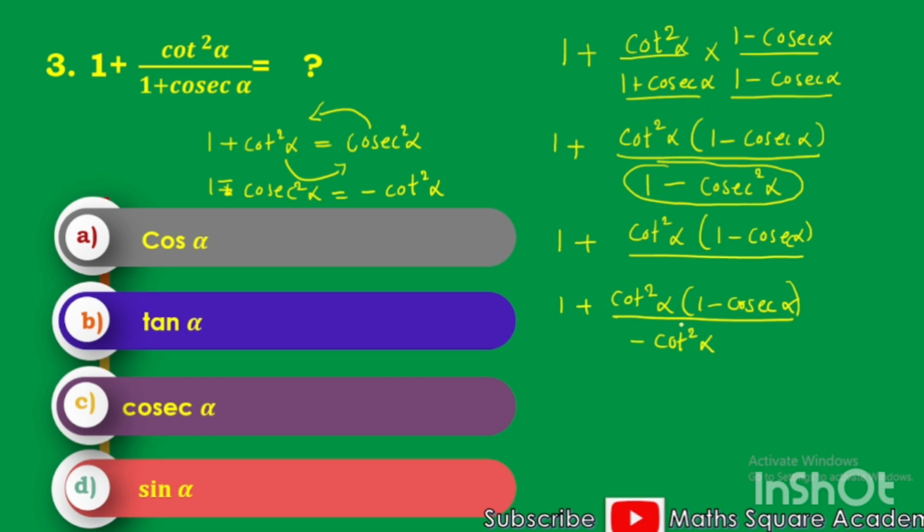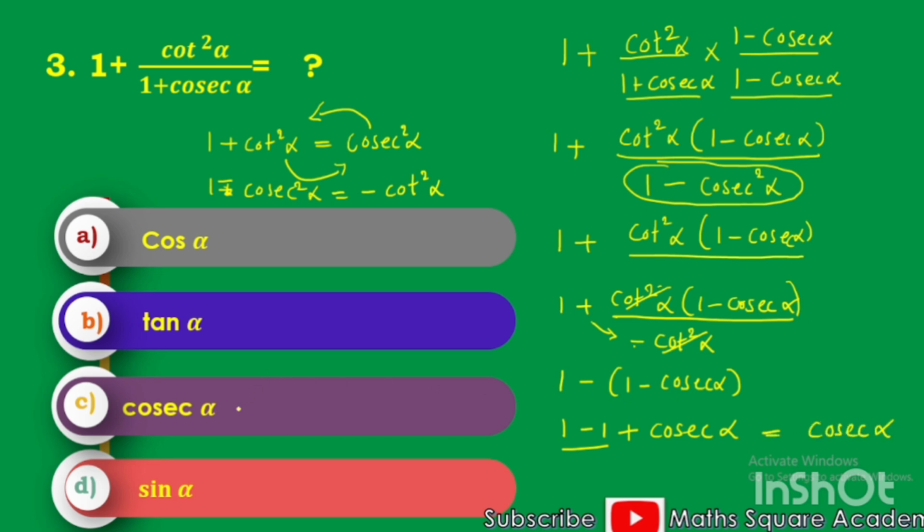Now you can see this cot square alpha and cot square alpha will get cancelled. So this will become plus into minus, we have to multiply this one, plus into minus is minus. So this is minus (1 minus cosec alpha). Now you can see 1, minus into plus 1 is minus 1, minus into minus cosec alpha is plus cosec alpha. So minus 1 plus 1 will get 0. So the answer is cosec alpha.